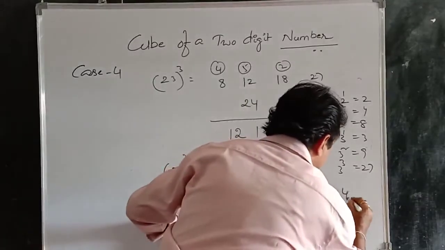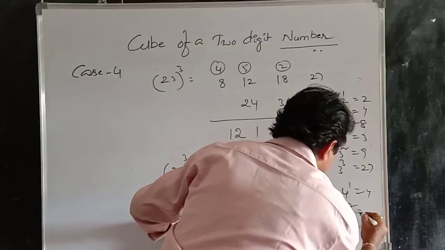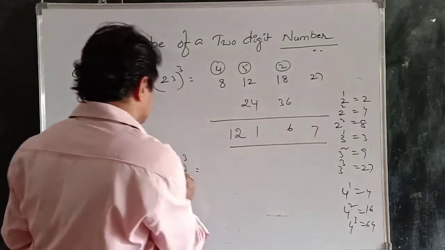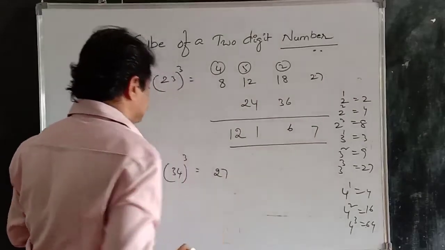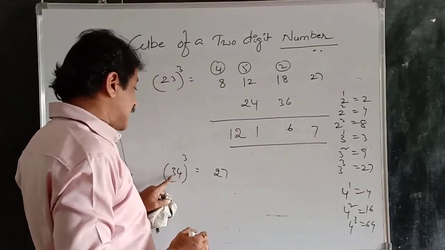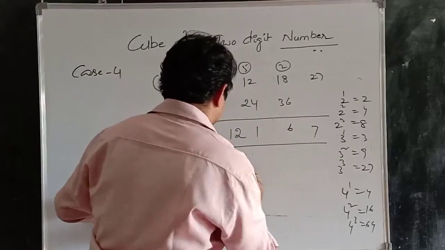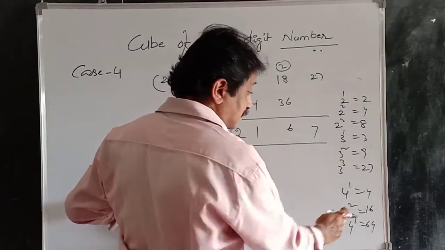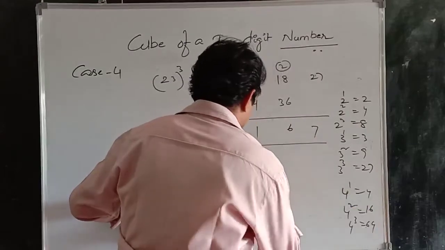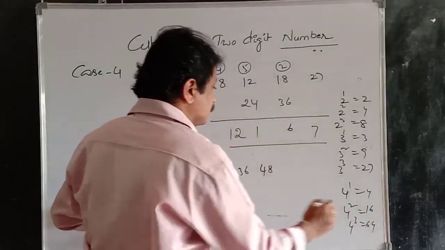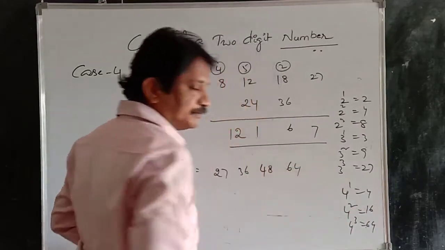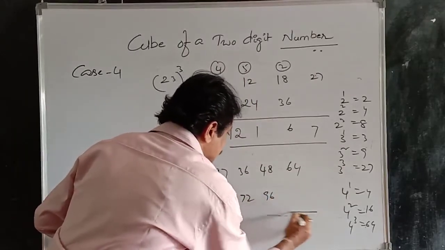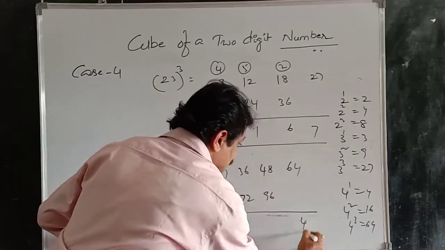For example, if you want to find 34 cube, what you have to do? Here 4 power 1 is 4, 4 square is 16, 4 cube is 64. 3 cube is 27. Next 3 square 9, 9 fours are 36. Next 3 times 4 square 16, 3 sixteens are 48. Next 4 cube 64. That's it.